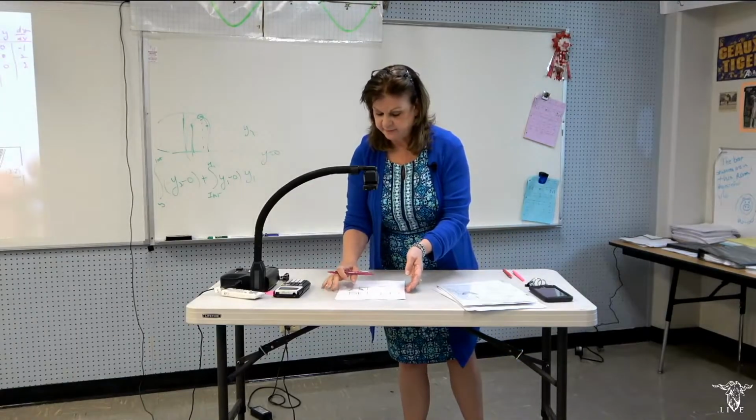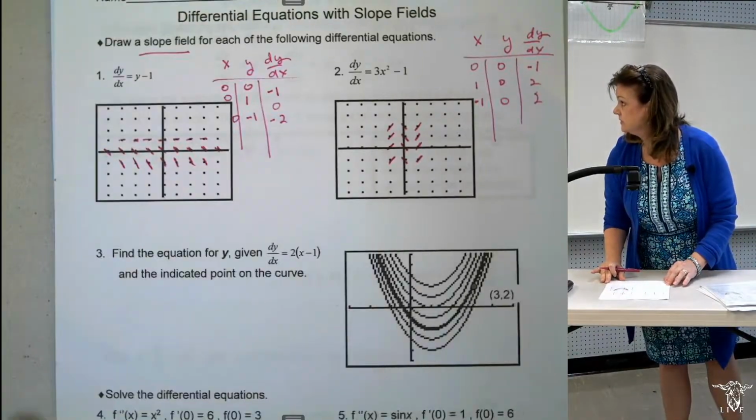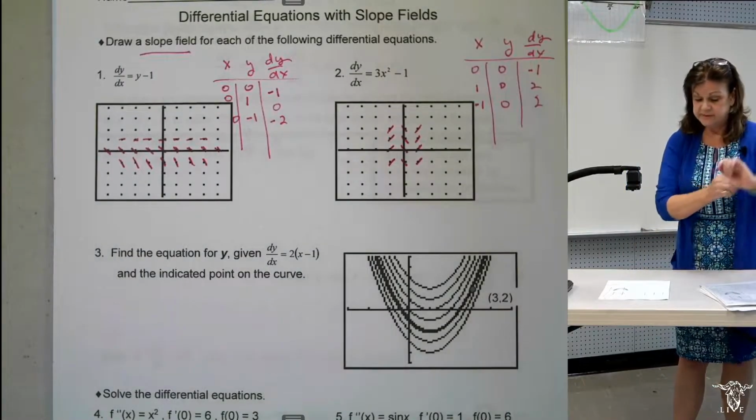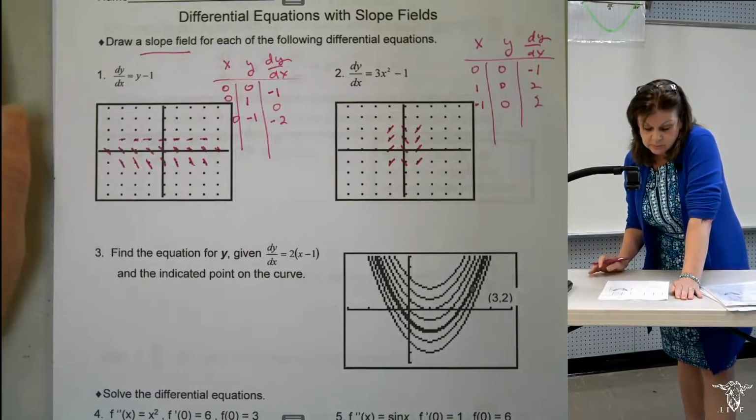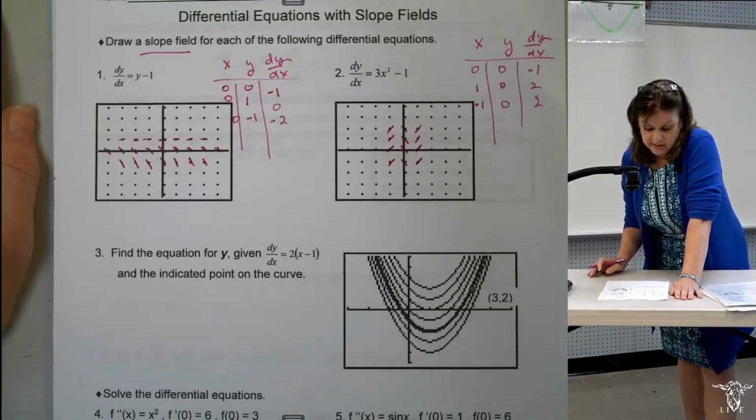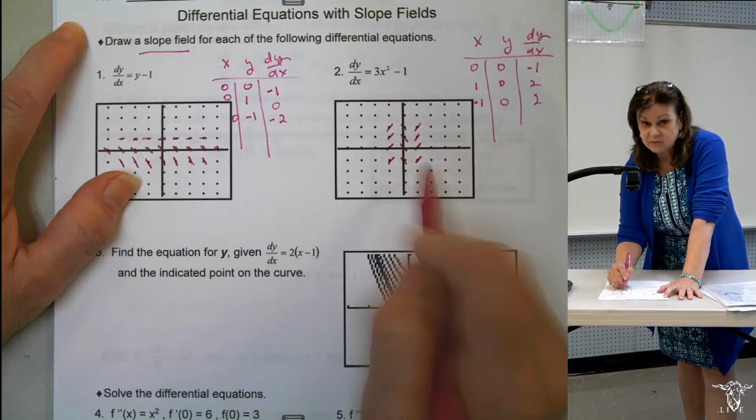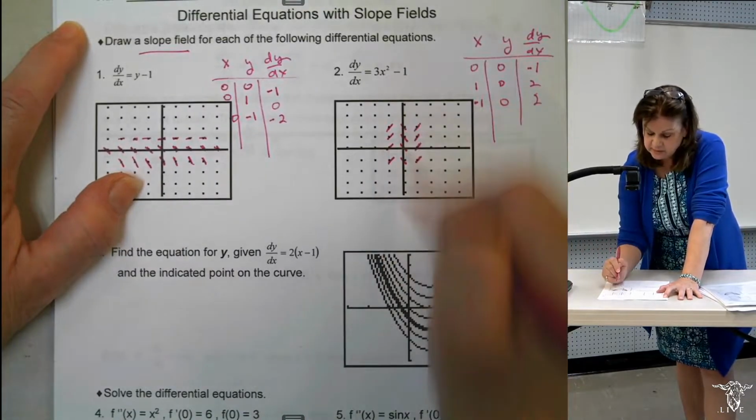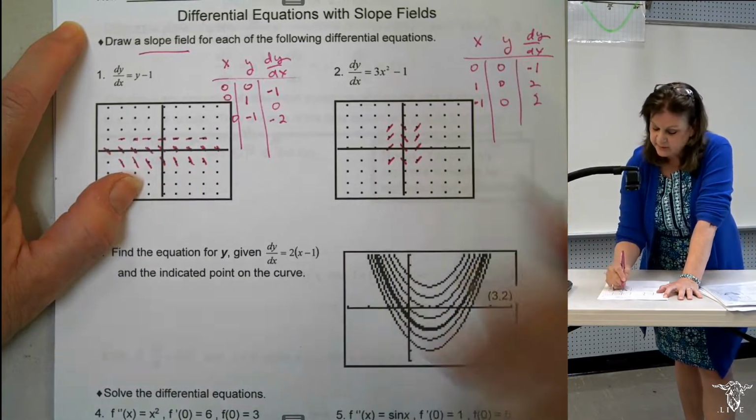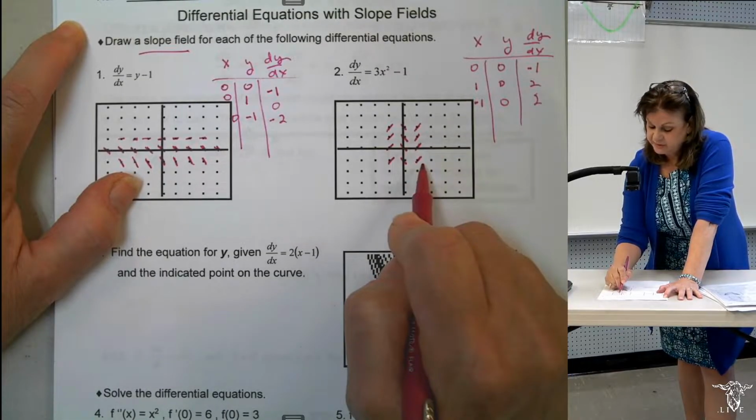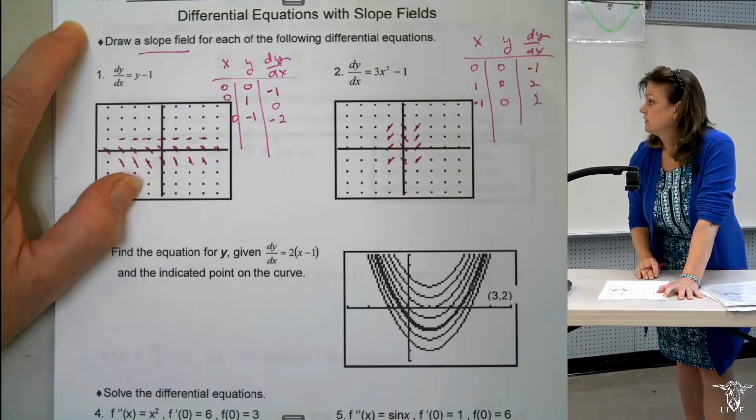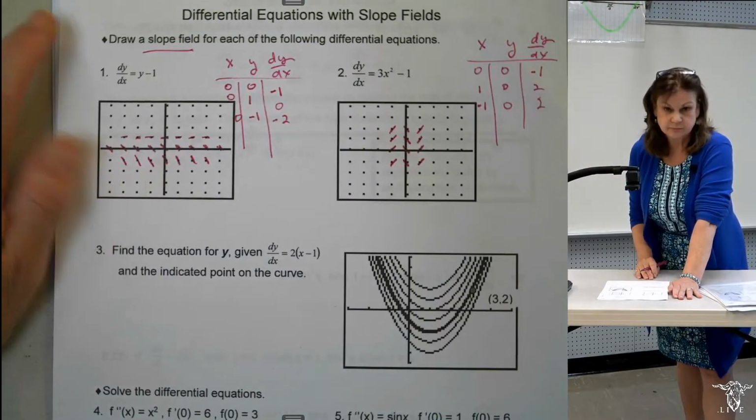Okay, let's see if we agree. So I did 0, 0, 1, 0, and negative 1, 0. And I'm ending up with slopes of 0, 0, negative 1. And again, it's an x equal line, so vertically. I'm sorry, yeah, I got it right. All right, and then at 1, 0, I've got 2, and at negative 1, 0, I've also got a slope of 2. Do we agree?